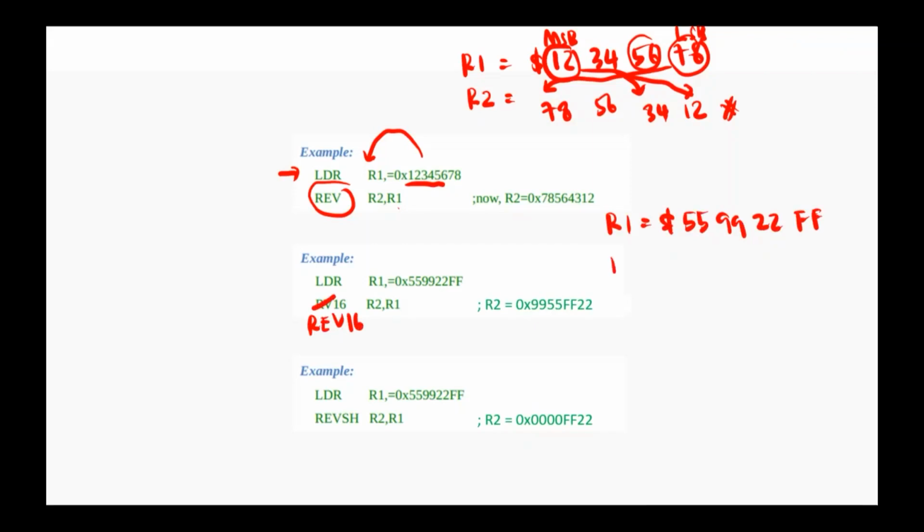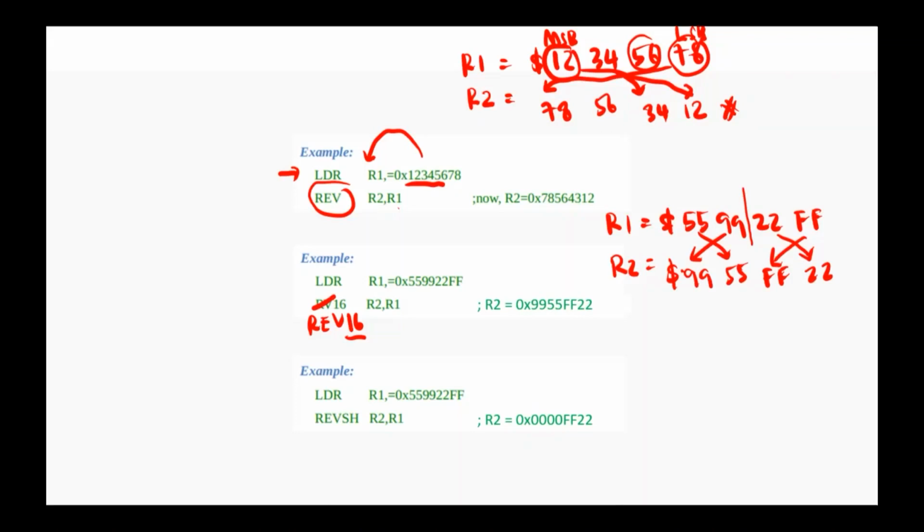So you're going to find out what your R2 is. Since this is 16, it means half word, so you divide it by 2 and do the data reverse. So this FF will go here and this will go here, you swap the position, and the value will be 9955FF22. So this is for the REV16.